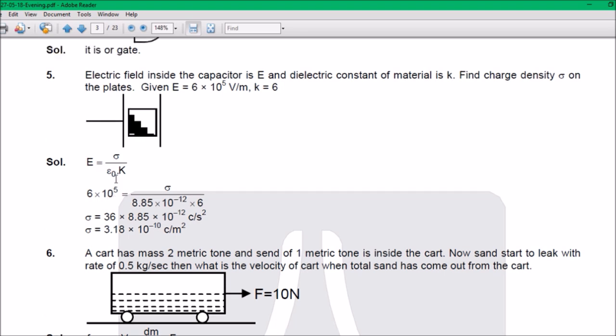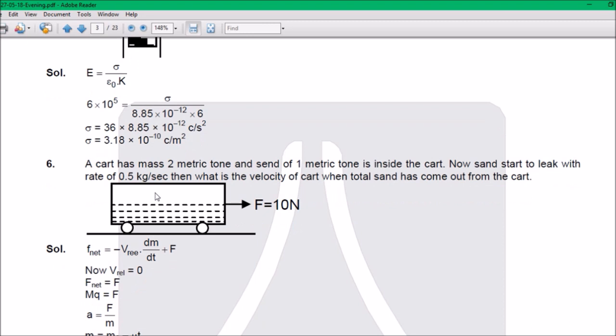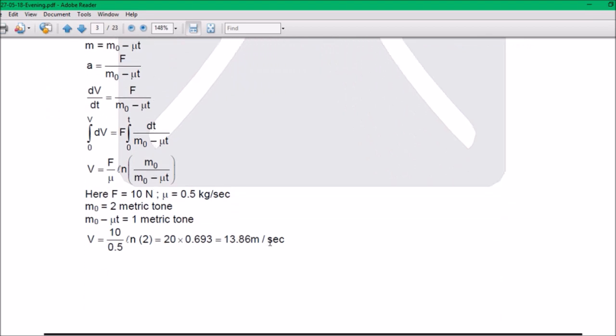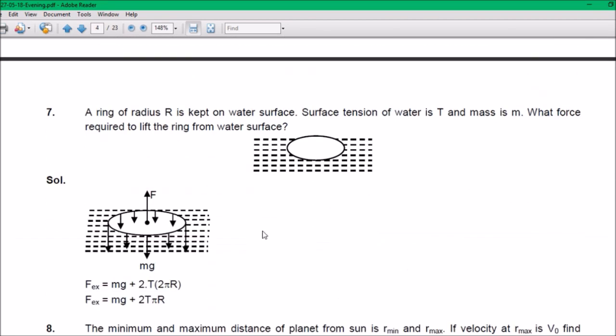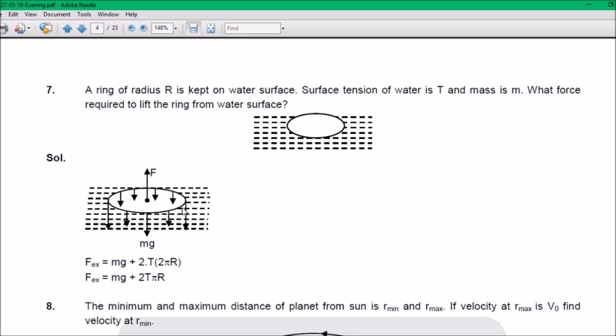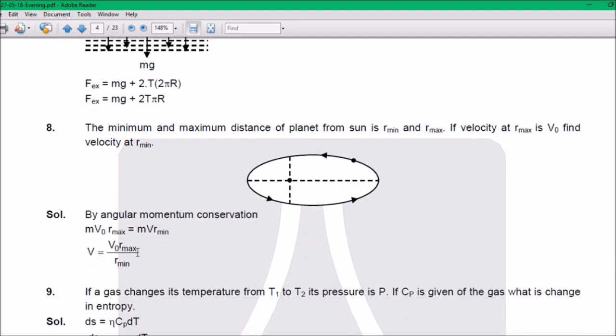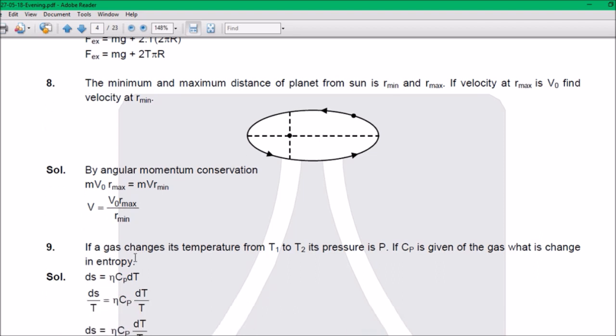Very easy question from 12th physics, chapter electrostatics, sigma by epsilon naught k. Okay, and then question number 6, a car question, 11th physics question, and its answer is 13.86 m/s. And then question number 7, the answer is Fx = mg, Fx is equal to mg plus 2πr. And then question number 8 is V is equal to V naught R max upon R minimum.